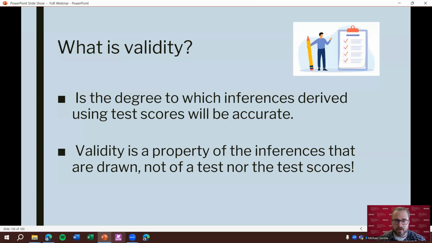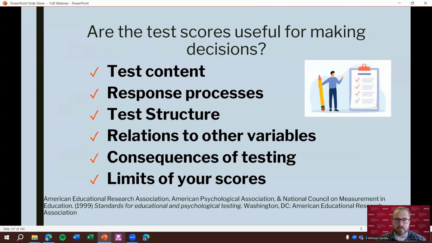So validity is a property of how we interpret the scores, right? It's not a quality of the test or necessarily the scores, but it's how good our decision making is. So are our decisions about the test valid? Right. So we have these two sides of the coin, reliability and validity. In reality, reliability is a part of validity, but for the purposes of the MTEL, just know that we have reliability versus validity, and you're going to need to be able to know what they are.